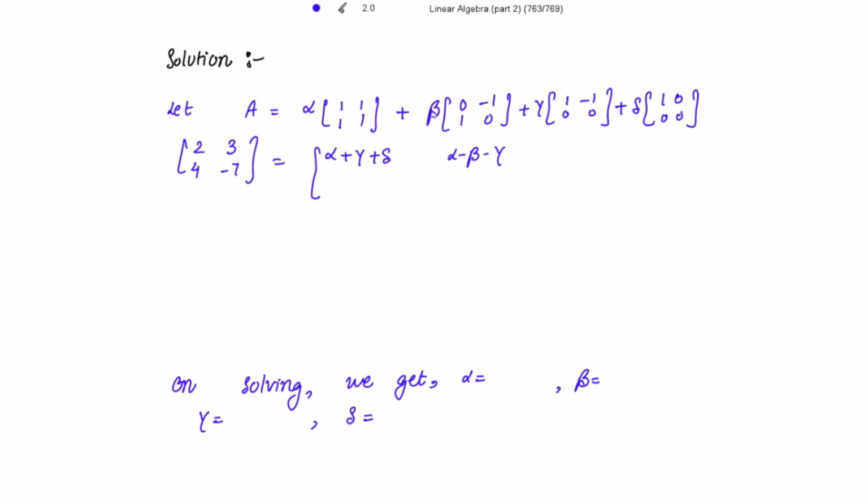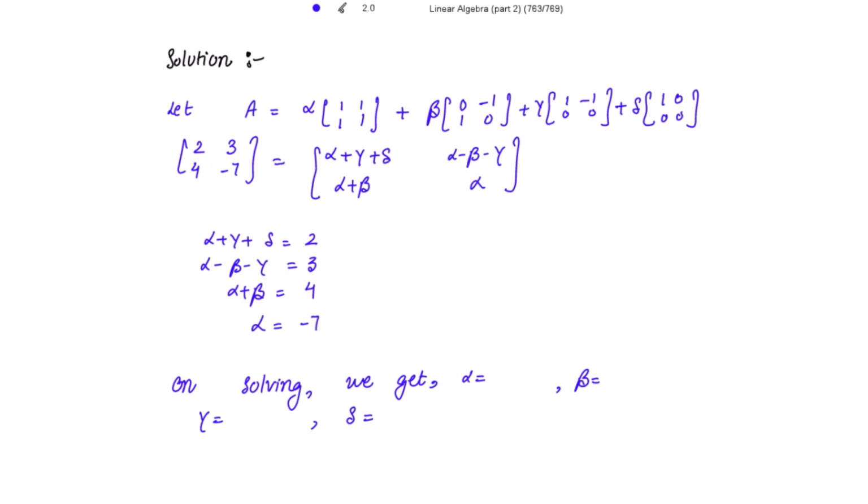Then alpha plus beta, 0, 0. So this is the sum of alpha plus beta. And this is then alpha because here also 0, this is 0, this is 0. Now if I compare these, I get alpha plus gamma plus delta equal to 2, and alpha minus beta minus gamma is equal to 3. Alpha plus beta is equal to 4. And alpha, finally, I am having negative 7.